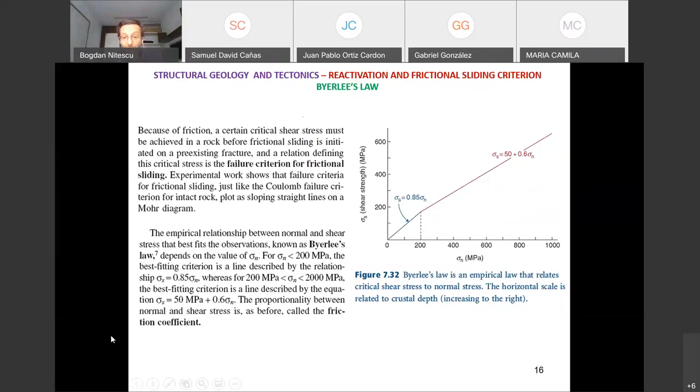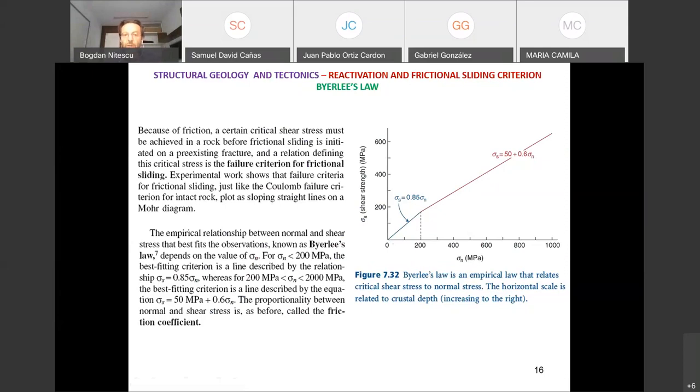And as Gabriel pointed out again, when we talked about the fracturing criterion as being made of different pieces. Here, what Byerlee saw was that for sigma n less than 200 megapascal, you have the relationship of a certain line that goes through zero. And for sigma n larger than 200 megapascals, you have a different frictional sliding criterion.